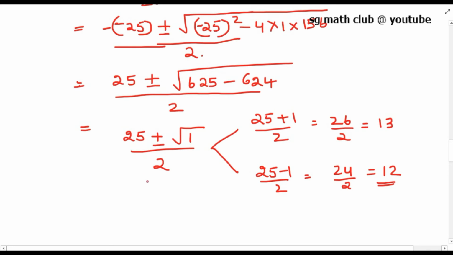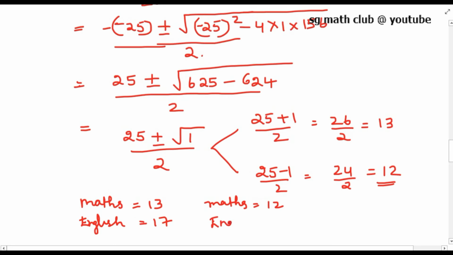So if she got 12 marks in maths, then in English the marks will be 30 minus 12, that is 18. So if she got 13 marks in maths, then in English it will be 30 minus 13, that is 17. And if she has got 12 marks in maths, then English is 30 minus 12, which is 18. So two possible cases are there.